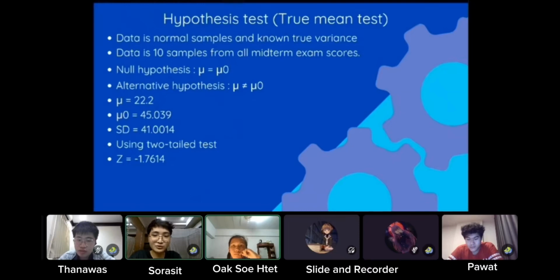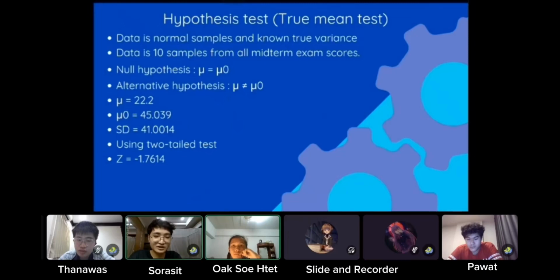Hypothesis test, two mean test. Data is normal samples and no two variance. Data is 10 samples from all midterm exam scores. Null hypothesis: mu equal mu 0. Alternative hypothesis: mu not equal mu 0.